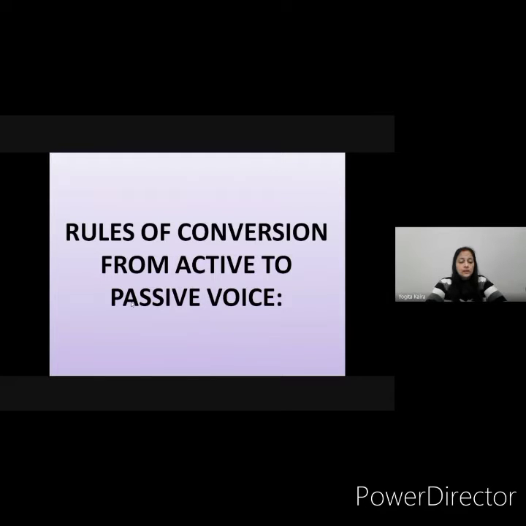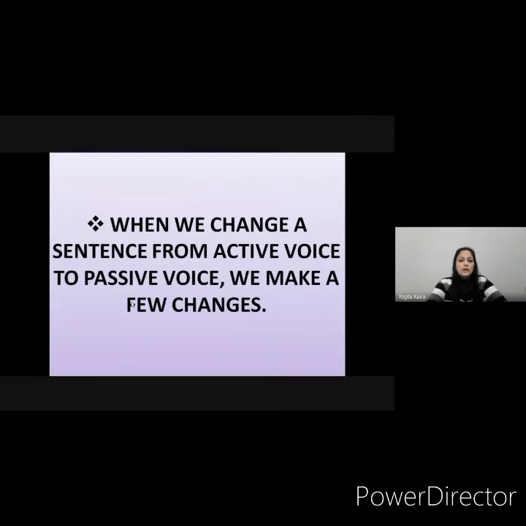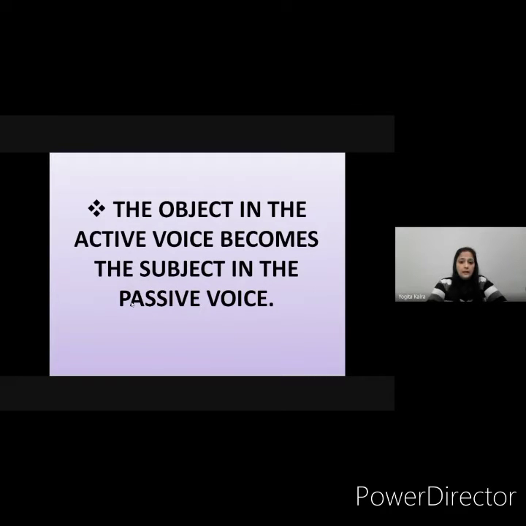Now, there are certain rules of conversion from active to passive voice. So, when we change a sentence from the active voice to a passive voice, we make a few changes that we have to keep in mind. Like the object in the active voice becomes the subject in the passive voice. So you have to demarcate between the subject, the verb, and the object, and you have to keep it in mind that the object in the active voice will become the subject while changing the sentence into the passive voice.